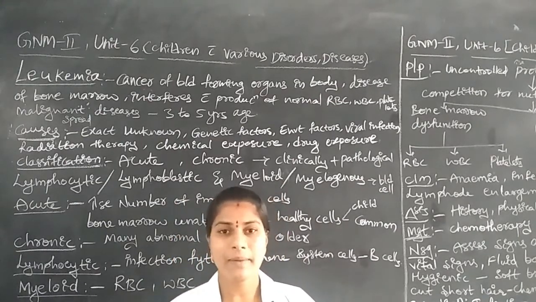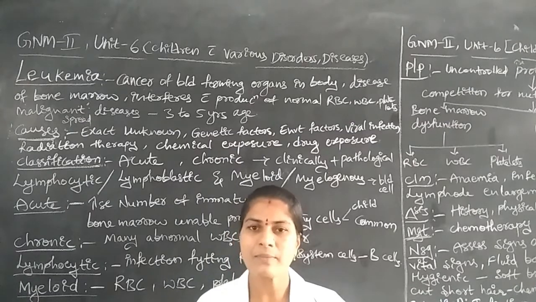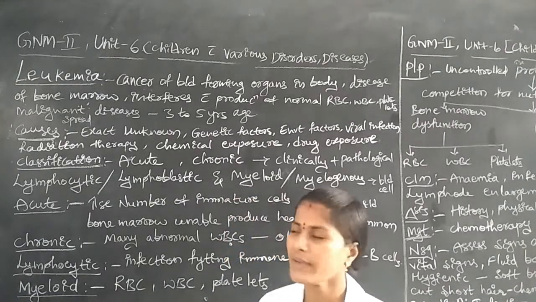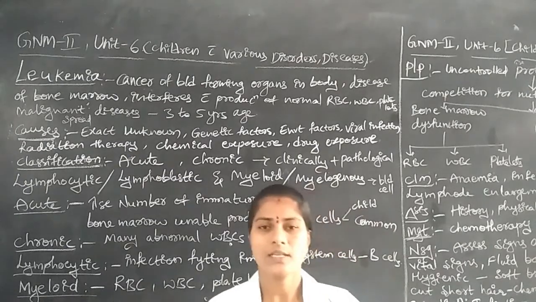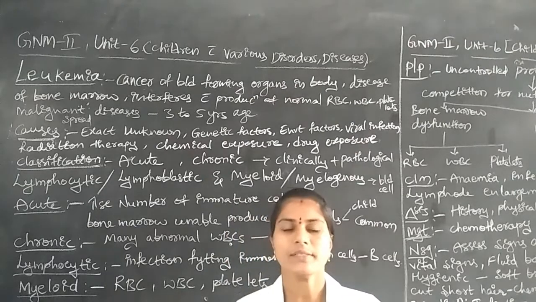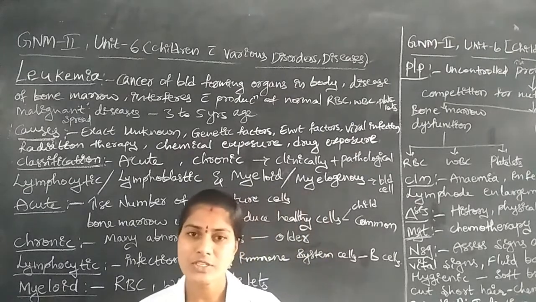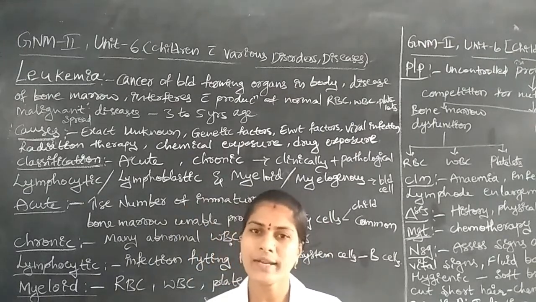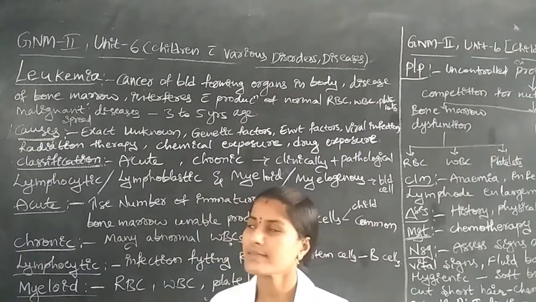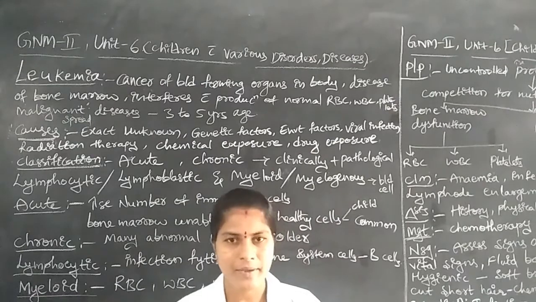Especially, this malignant disease, leukemia, occurs in children in the 3 to 5 years age group. Children of 3 to 5 years of age are mainly prone to this leukemia disease condition. This is the definition of leukemia.